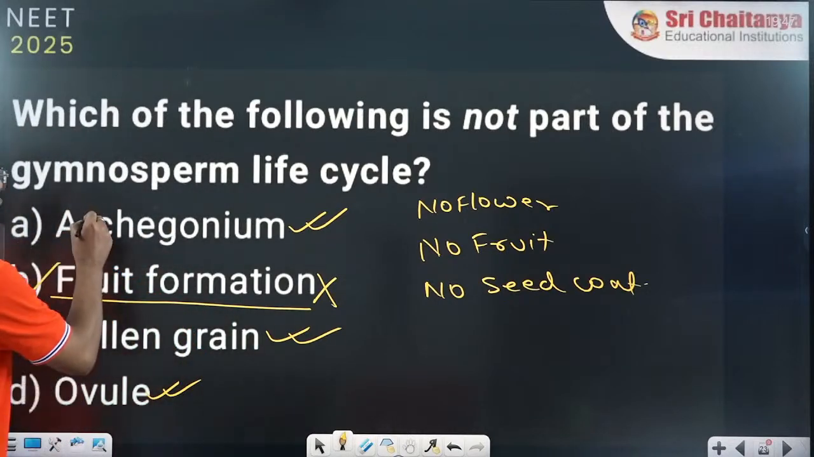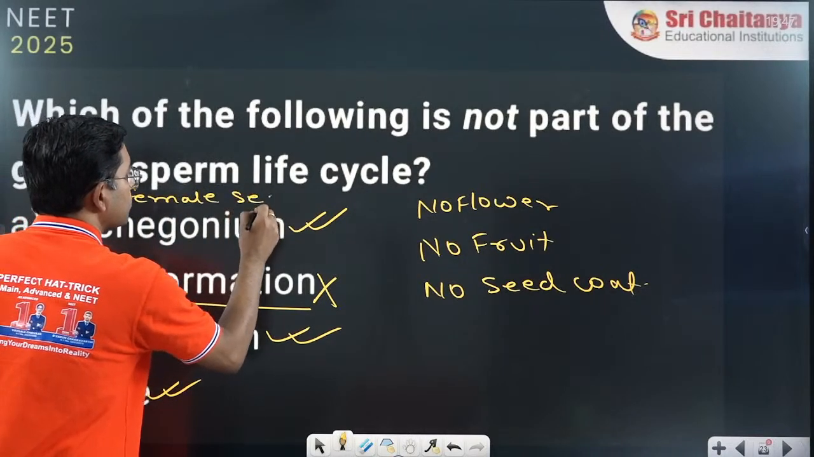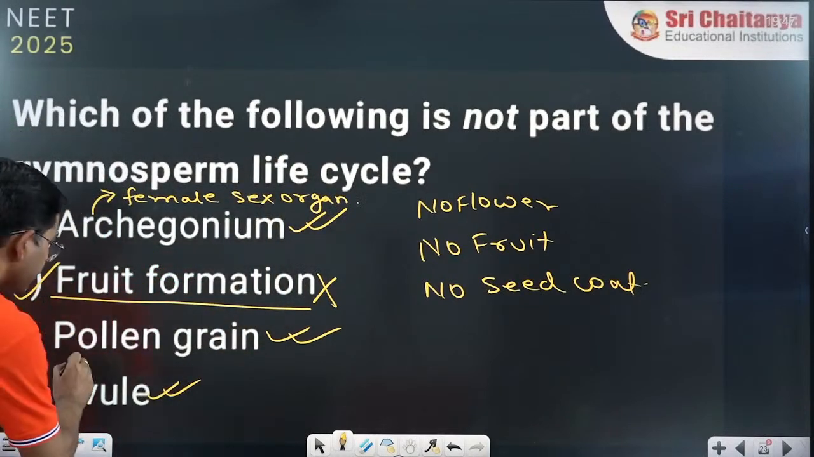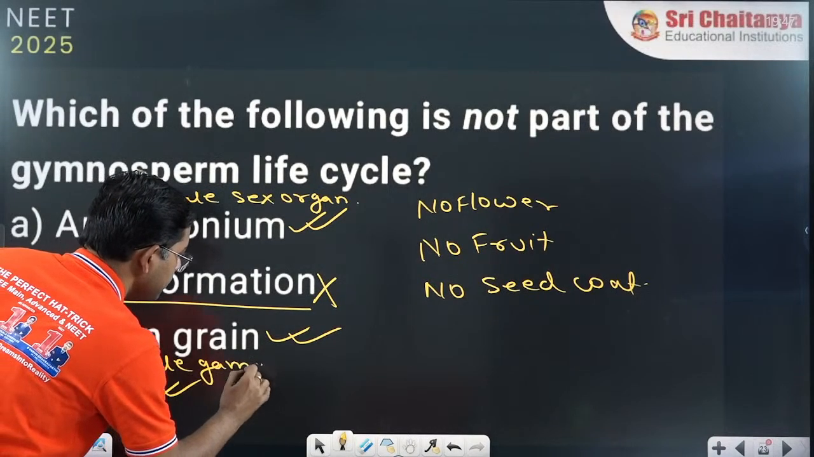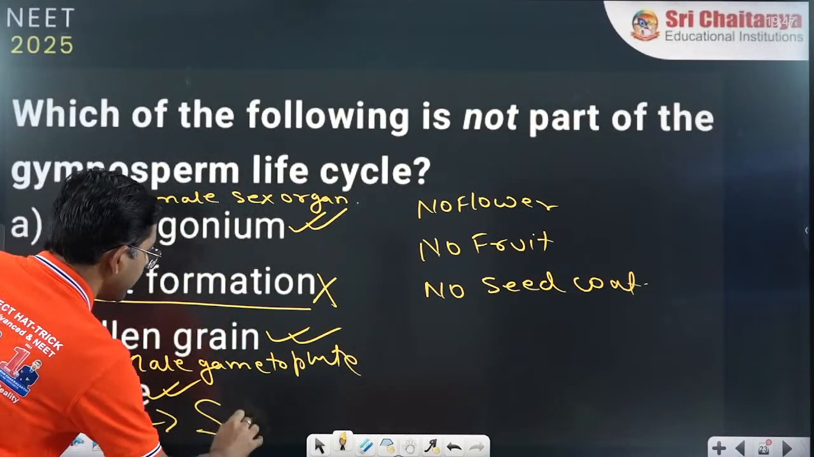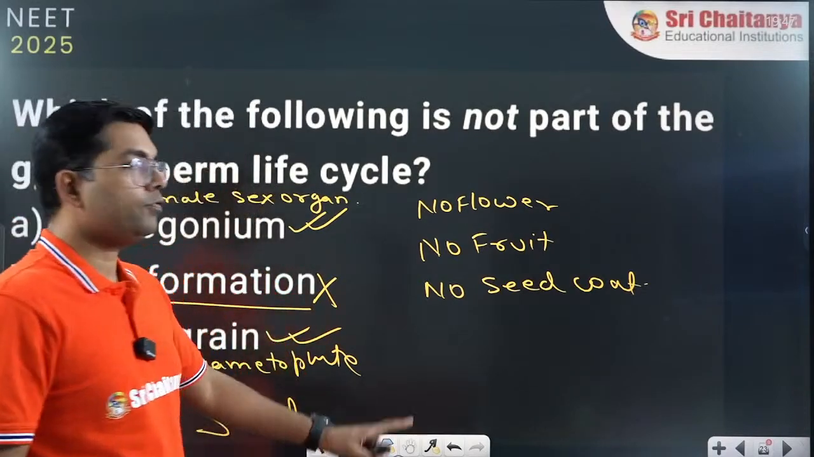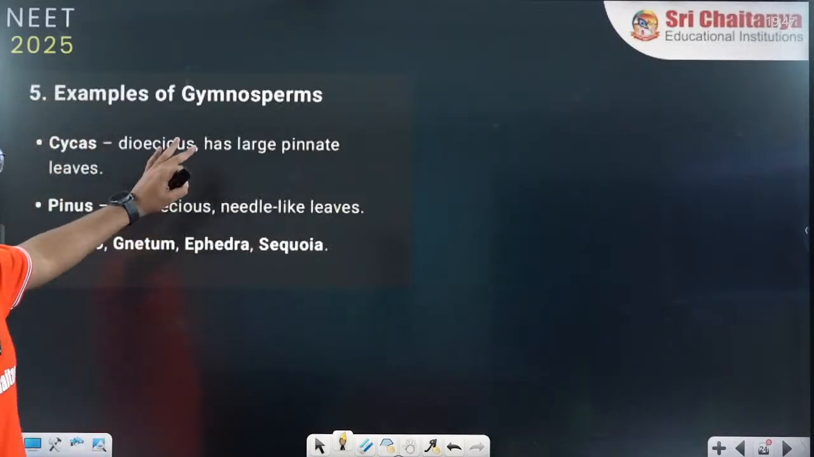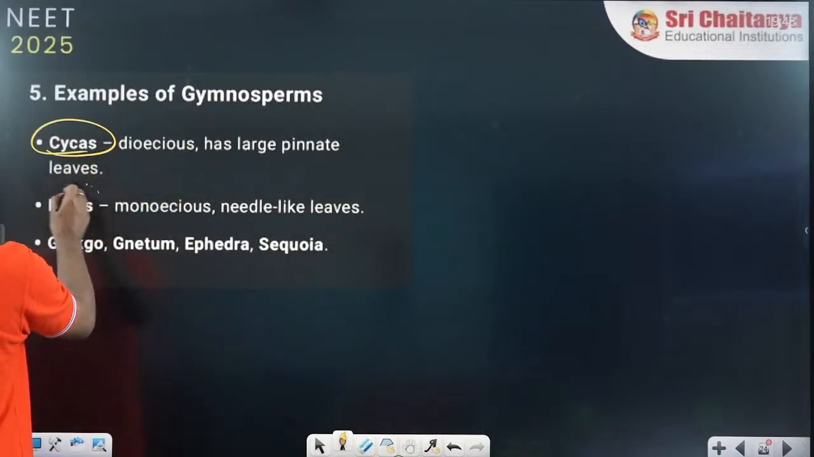So what is archegonium? Archegonium is the female sex organ in gymnosperm. What is pollen grain? Pollen grain is the male gametophyte. And what is ovule? Ovule will give rise to the seed. Ovule will form seed. Now, lastly we will see the examples. As I said, Cycas and Pinus.